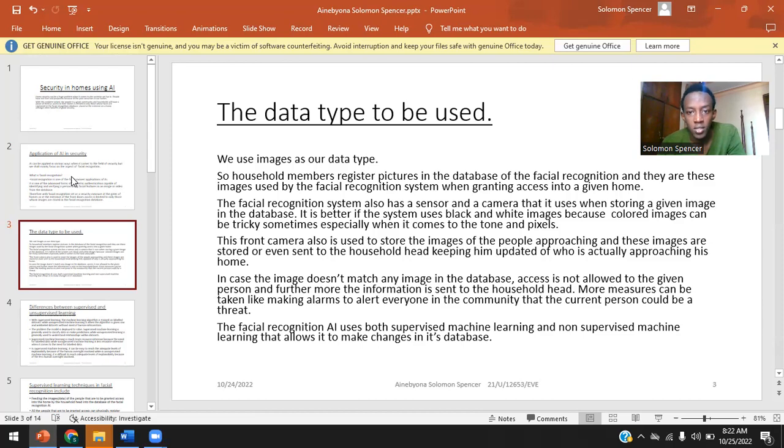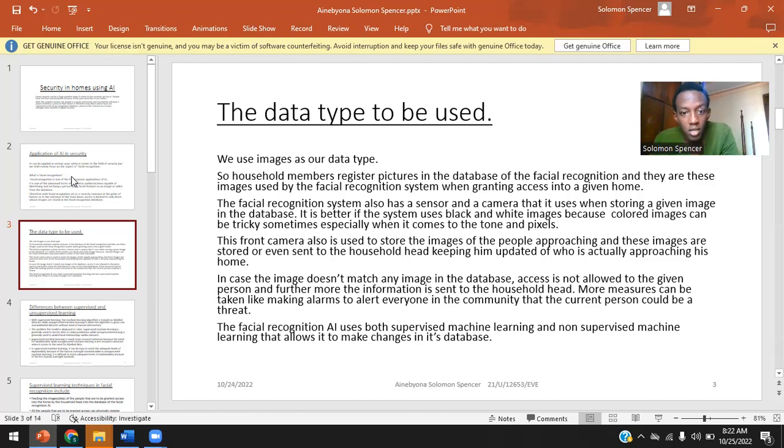As you can see, in most cases I prefer using black and white images, because with black and white, the facial recognition AI doesn't really have to do a lot, since the image is in black and white. But when it comes to colored images, the tone of the skin and the pixels can cause problems. So at times access can be denied, yet the person is actually in the system.